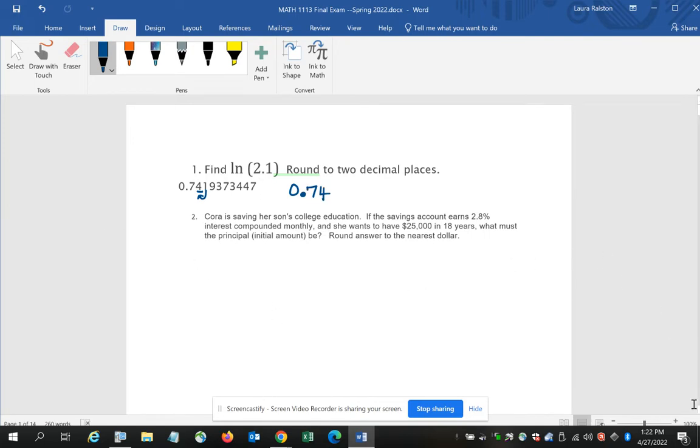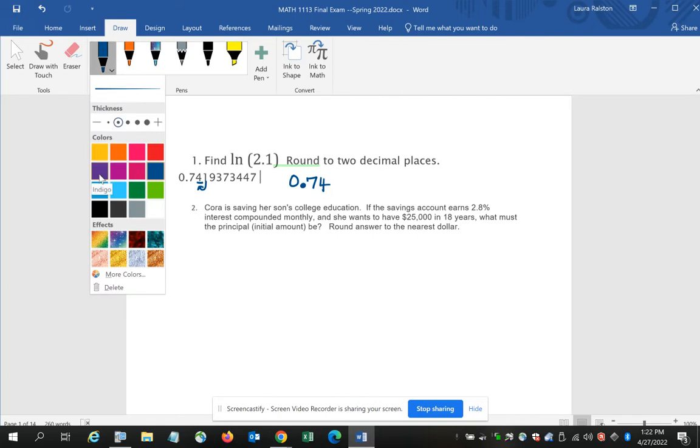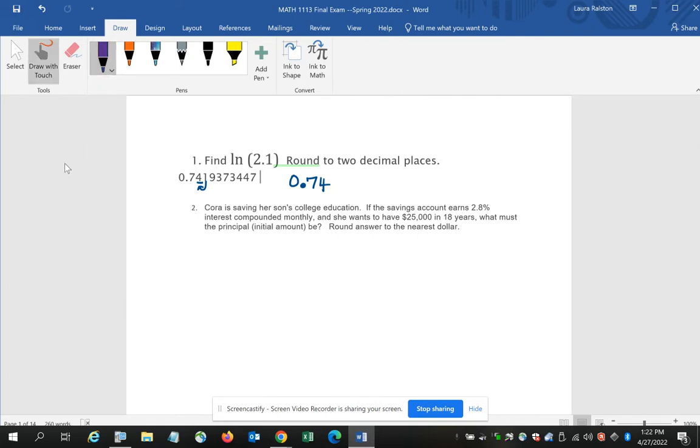Question 2 says Cora is saving for her son's college education. If the savings account earns 2.8% interest compounded monthly, and she wants to have $25,000 in 18 years, what must the principal or the initial amount be? Round your answer to the nearest dollar. Again, this is a question that comes from Unit 4. It's related to logarithmic and exponential functions. It's an application of interest, and we're told it is compounded monthly.